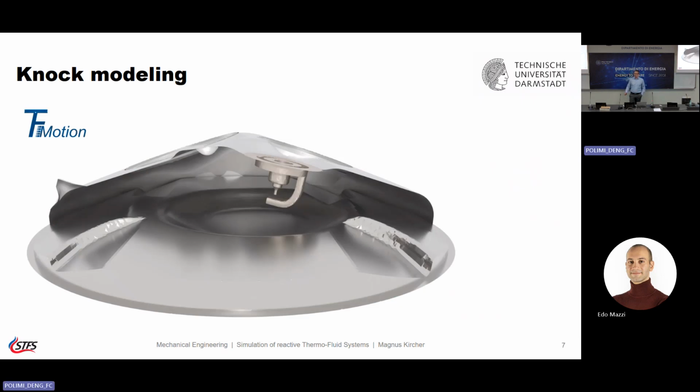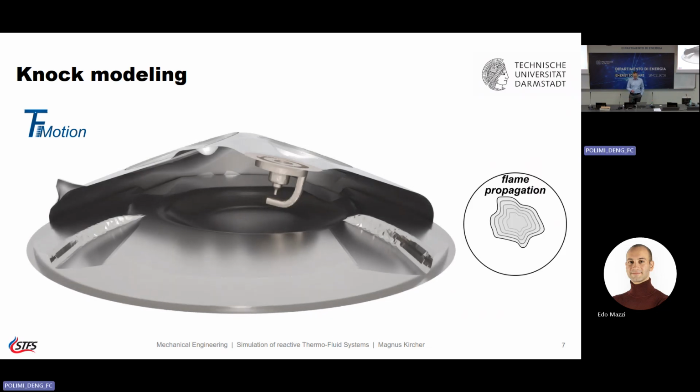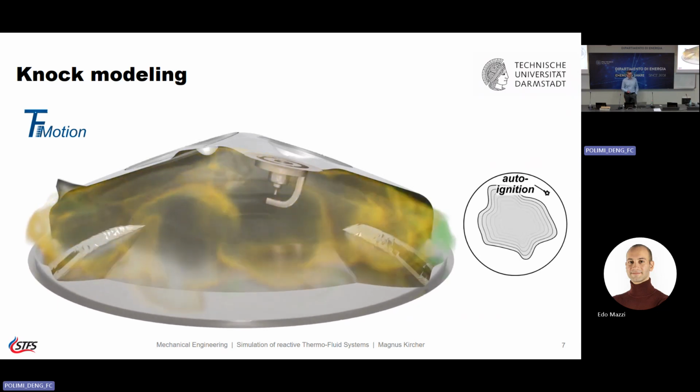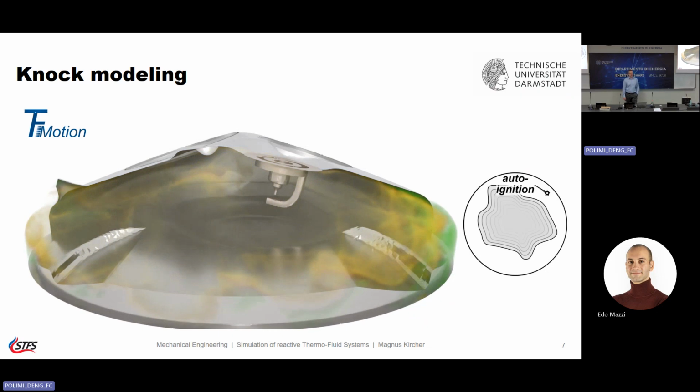Coming to the modeling part, so all of this engine simulation is run in our in-house solver TF Motion, which is OpenFOAM based, of course, and where my colleague Andrea Patti invested a lot of work to get all the meshing and the optimization we heard about yesterday running. So my part was mainly to get this TF motion ready to simulate knocking combustion. And what we need here is first a description of the turbulent flame propagation, of course, and then a description of the autoignition, shown here as a green volume in the unburned mixture.